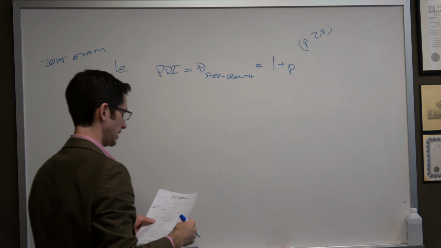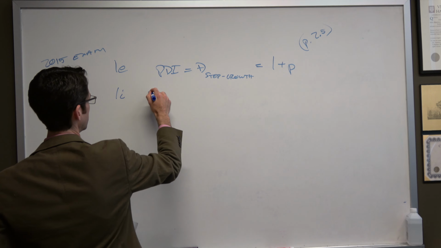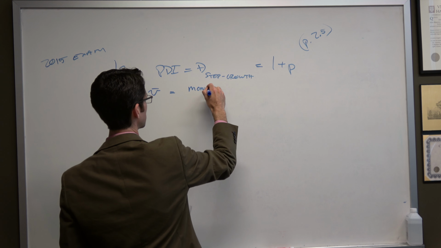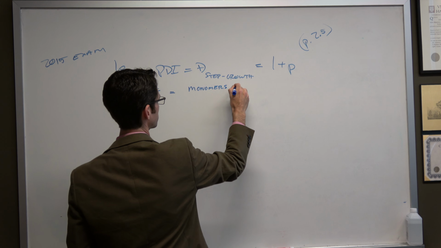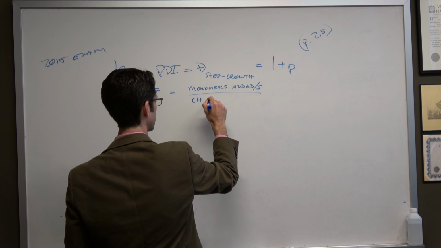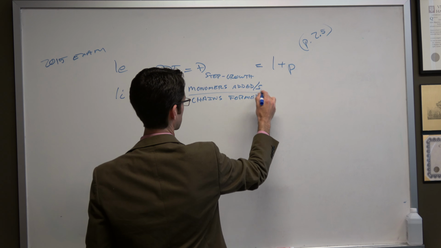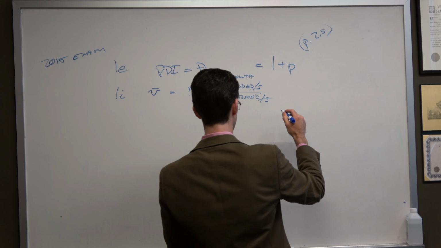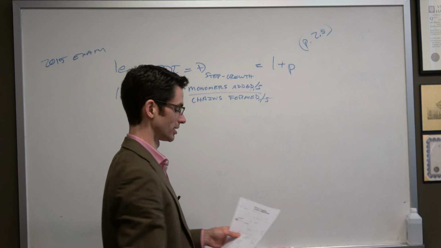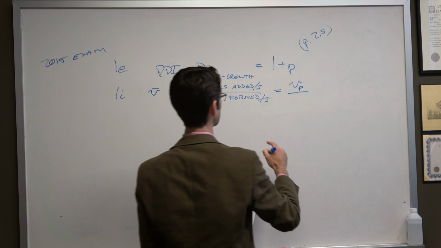1I asks about the kinetic chain length. So the kinetic chain length is V bar, and it is given by the monomers added per second divided by the number of chains formed per second, and the per seconds cancel out, so the monomers added divided by the number of chains, that gives you the average degree of polymerization.